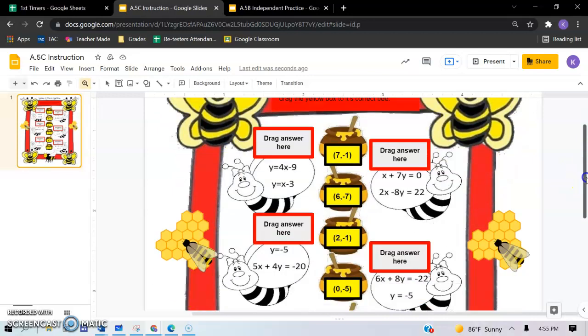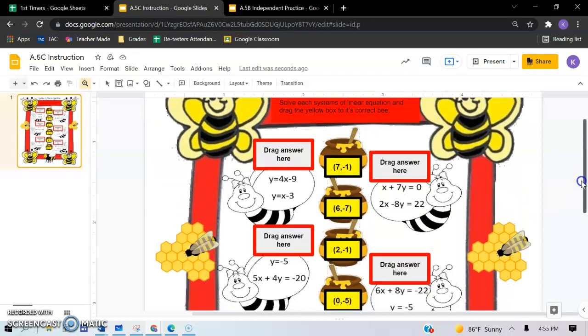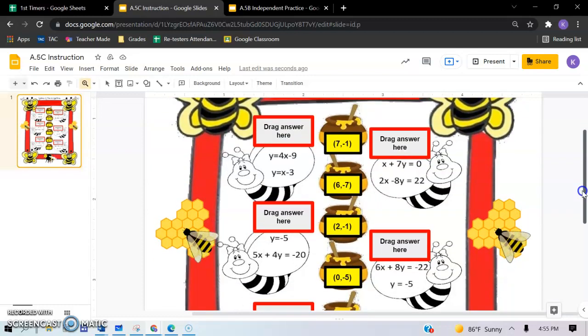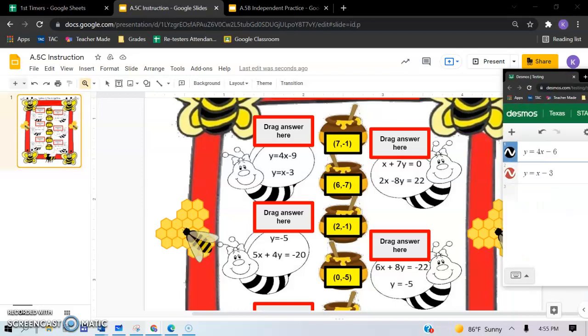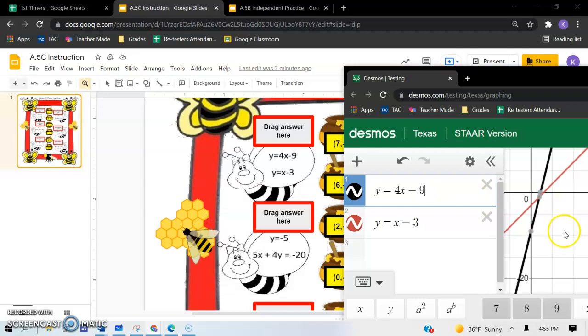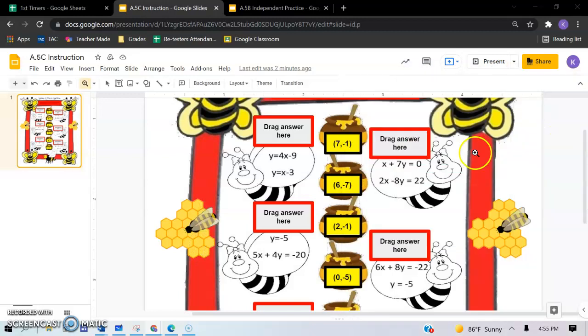So let's go over and look for our answers, which is 1, -2, 4x minus. You know what? I put in right here a 6 instead of a 9. So that would change the answers a little bit. They're crossing right here at 2, -1. So we have our answer here, 2, -1.